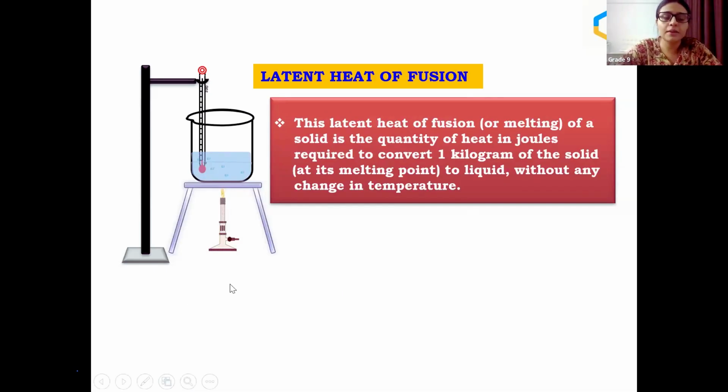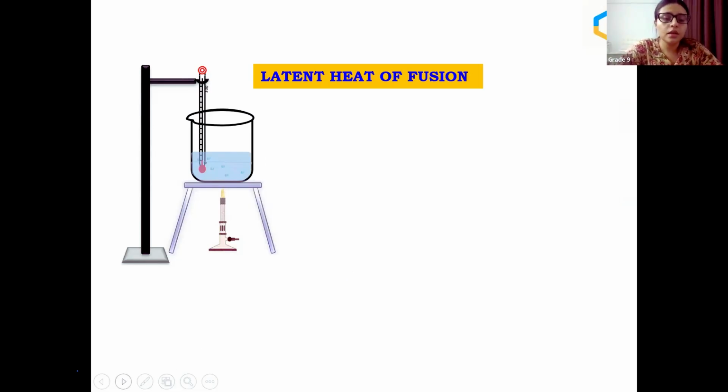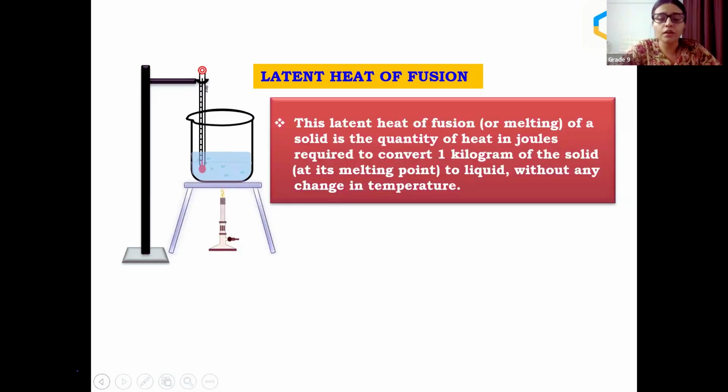So, this latent heat of fusion or melting of a solid is the quantity of heat in joules. Whenever we are calculating the energy, we always calculate the energy in joules. So joules is the SI unit of heat energy required to convert 1 kilogram of the solid at its melting point to liquid without any change in temperature. It is the same as what you do in fusion, but here temperature will remain same. Temperature will not differ. And also you have to write it down at its melting point as well.